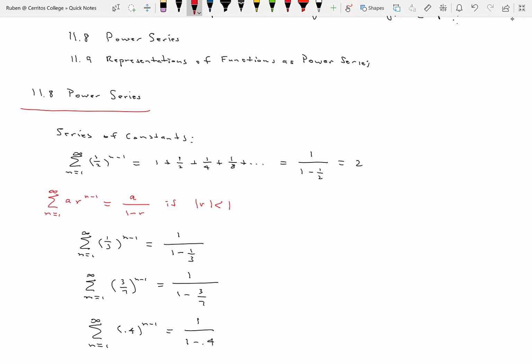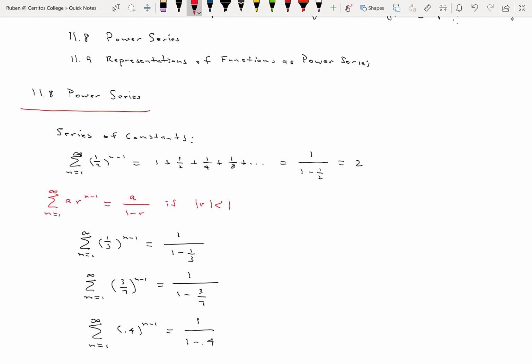In section 11.8, we talk about something called power series. Well, before we dig into the concept of a power series, I want to rename the types of series that we've been talking about so far. So far, the way we've referred to our series is just by calling them series. But now I'm going to add a little bit to their name. I'm going to refer to the series that we've talked about so far as series of constants, as opposed to something we're going to define as a power series in just a couple of minutes.